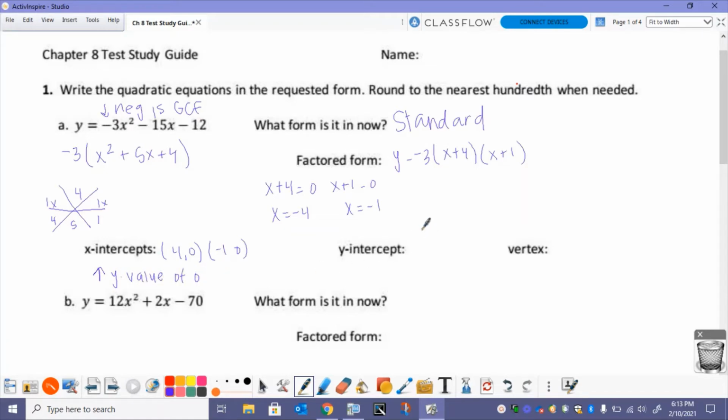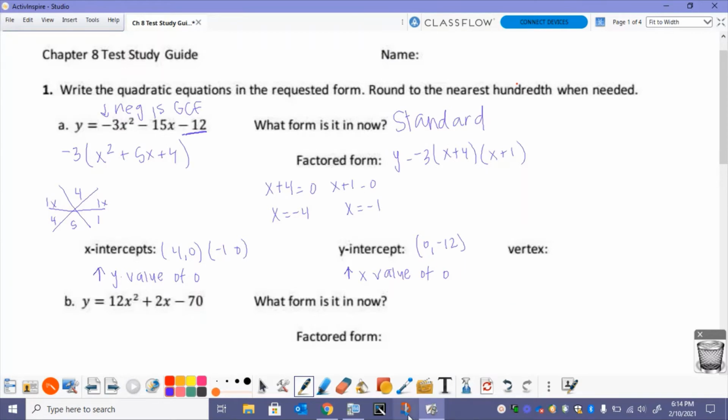All right, now we have our y-intercept. Remember, in our standard form, c is our value for our y-intercept. So that would be 0, negative 12. Remember that y-intercepts have an x value of 0. All right, and then we need to figure out our vertex.